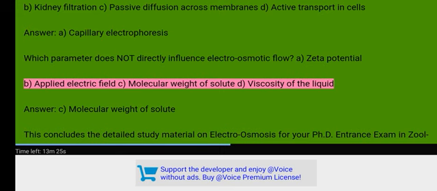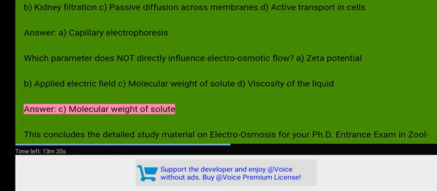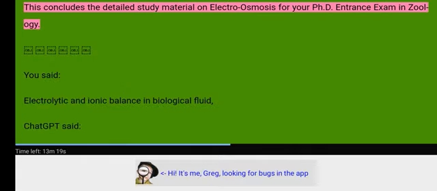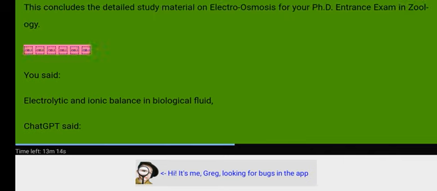Which parameter does not directly influence electroosmotic flow? A. Zeta potential. B. Applied electric field. C. Molecular weight of solute. D. Viscosity of the liquid. Answer: C. Molecular weight of solute. This concludes the detailed study material on electroosmosis for your PhD entrance exam in zoology.